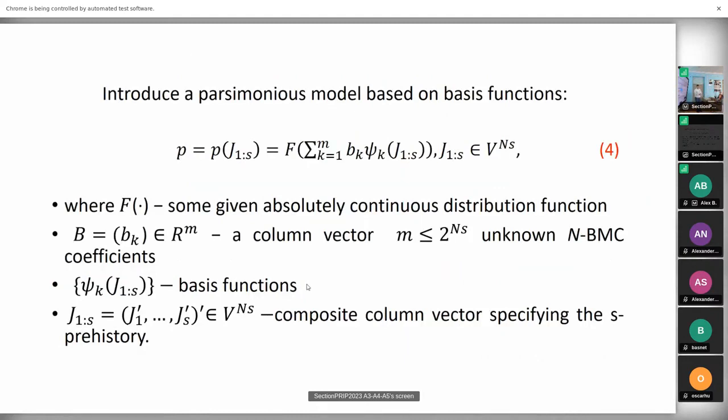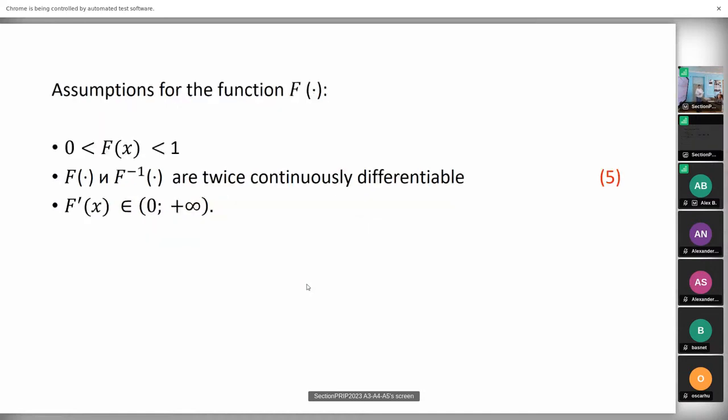This is a parametric model based on a basis function of the form (1), where we have some given absolutely continuous distribution function, an unknown vector of parameters, basis functions, and J, the column vectors which define the prehistory. We make some assumptions for the function L: L is greater than 0 and less than 1, F is continuously differentiable, and the derivative of F is defined on the interval 0 to infinity.